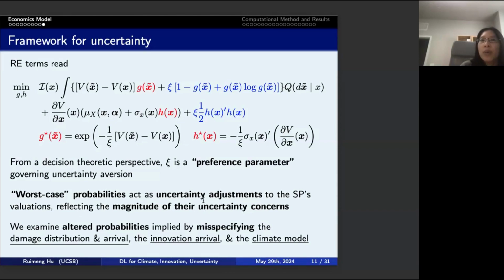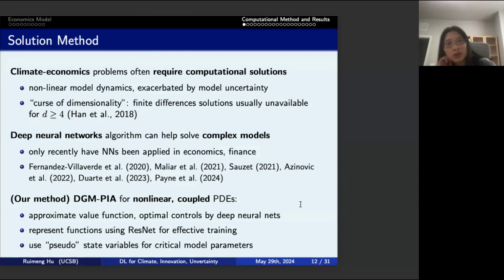So in the numerical part, we are going to examine how the uncertainty from the damage distribution, damage arrival, or the damage jumps and the innovation jumps, and also from the climate models through the H, could change the decision-making process. Okay, so so far it's all about the models and the equations, how the problem is reduced or translated into solving the HJB equations. So now let's look at how we do it, how we get the numbers out.